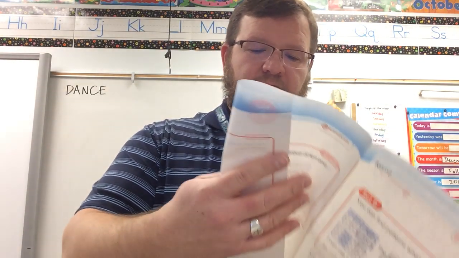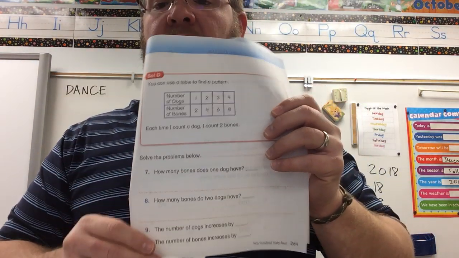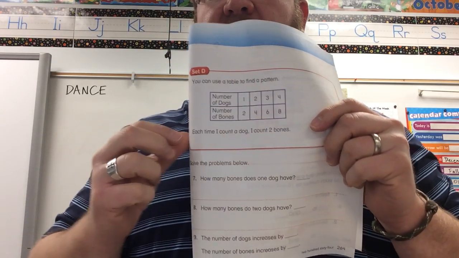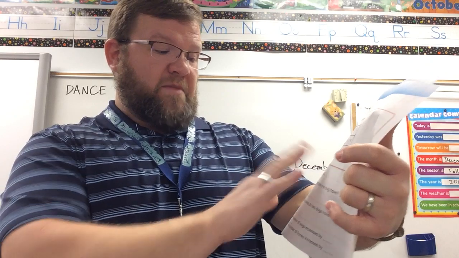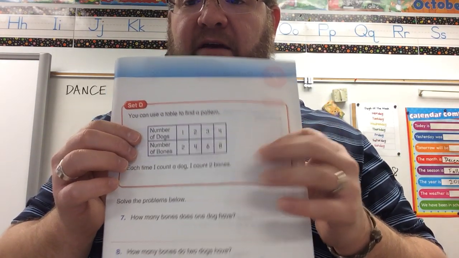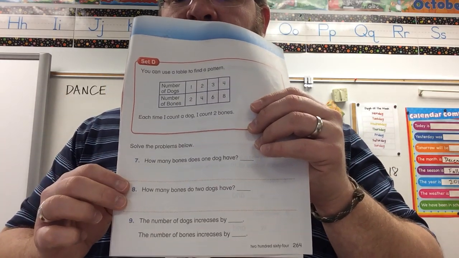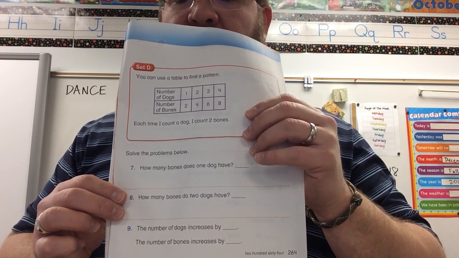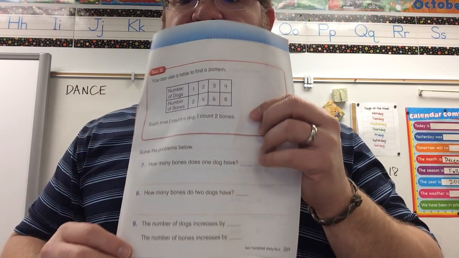Very good. All right. So for the next one, we are going to use, for the last 3 questions, for 7, 8, and 9, we are going to use this chart here to help us answer, okay? So you're going to use the chart, and it says, how many bones does one dog have? So you're going to look where you find the 1, and then that's going to tell you how many bones it has. Number 8 says, how many bones do 2 dogs have? Okay, find the number 2, look below it, and that's going to tell you how many 2 has.